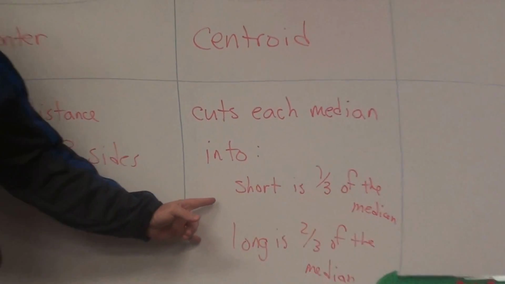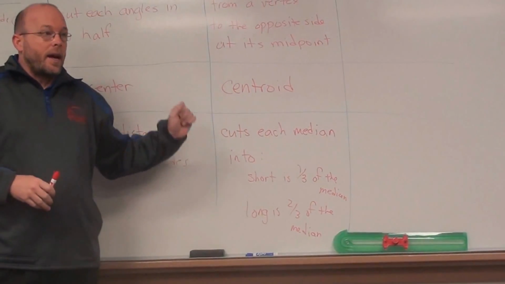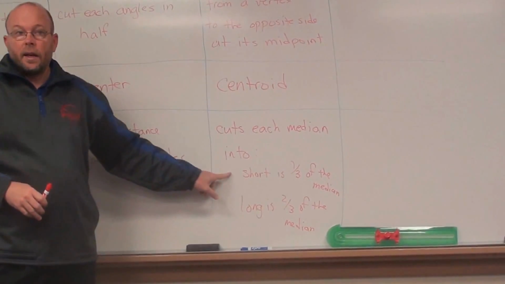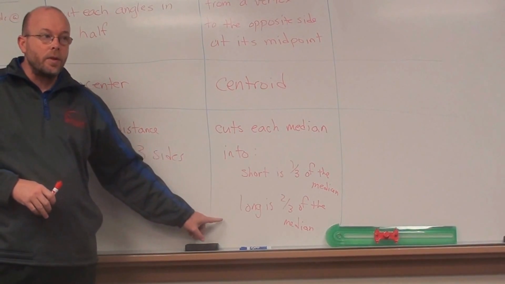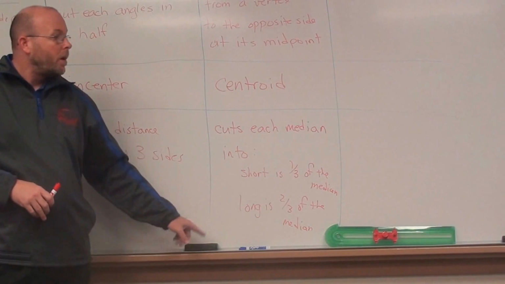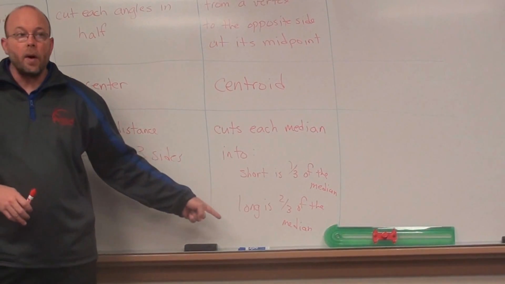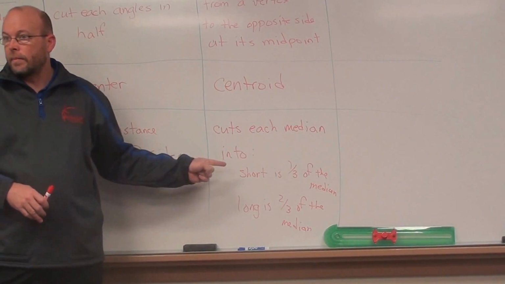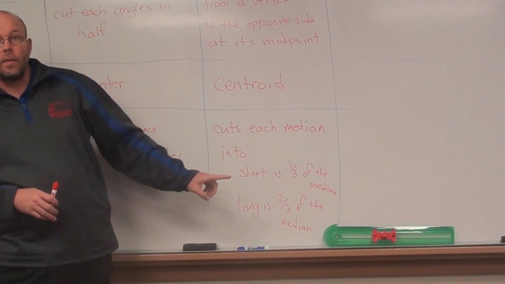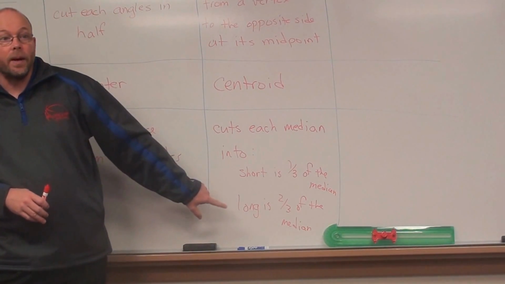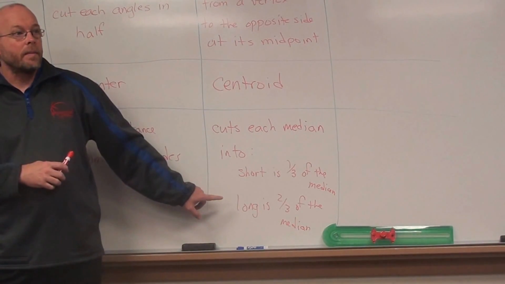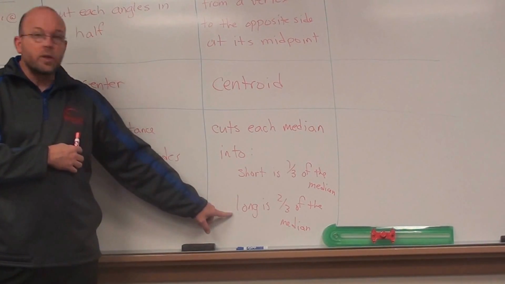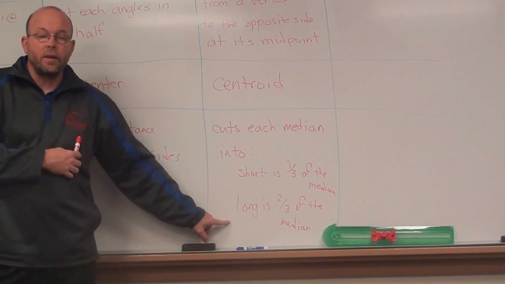And this centroid is going to cut each median into 2 parts. The short part is 1/3 of the length, and the long part is 2/3 of the length. Or like we said, the long part is just twice as long as the short one. And the short one then is, what would we say, as compared to the long one? Half. Half, yeah. If the long one is twice the short one, the short one is half the long one.